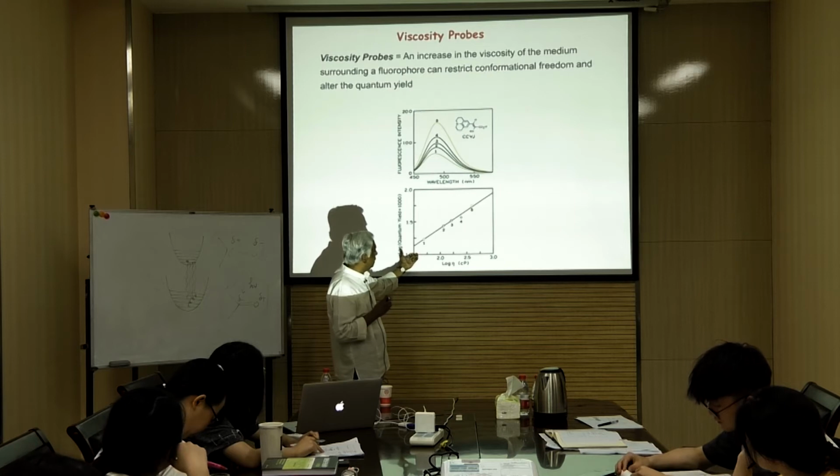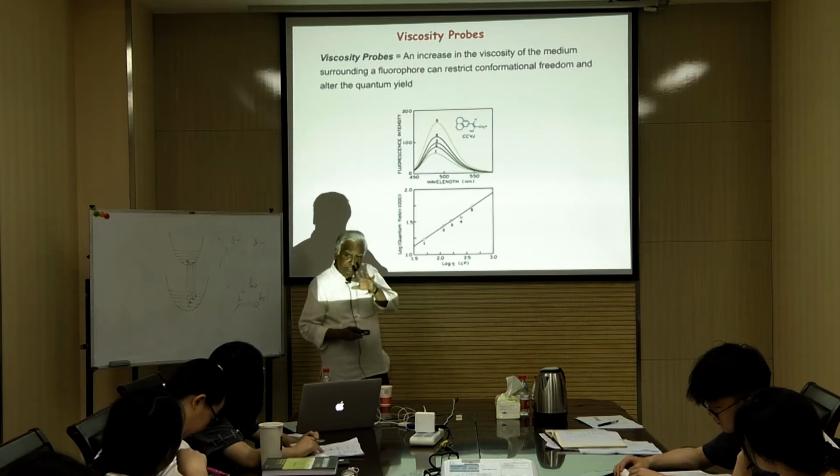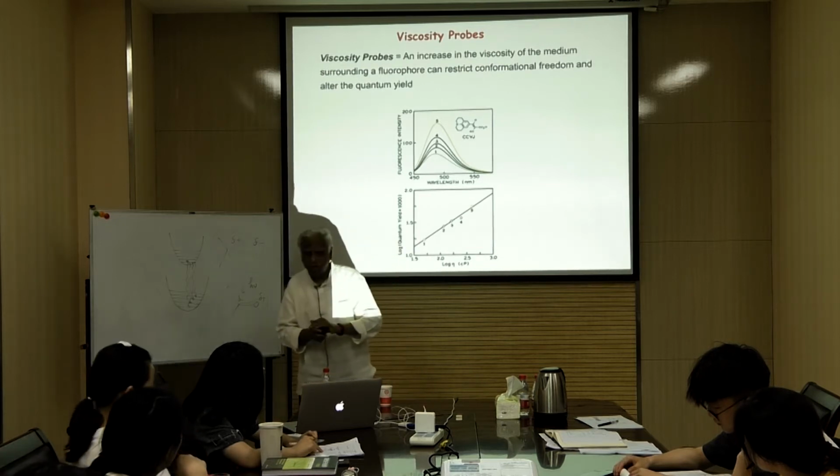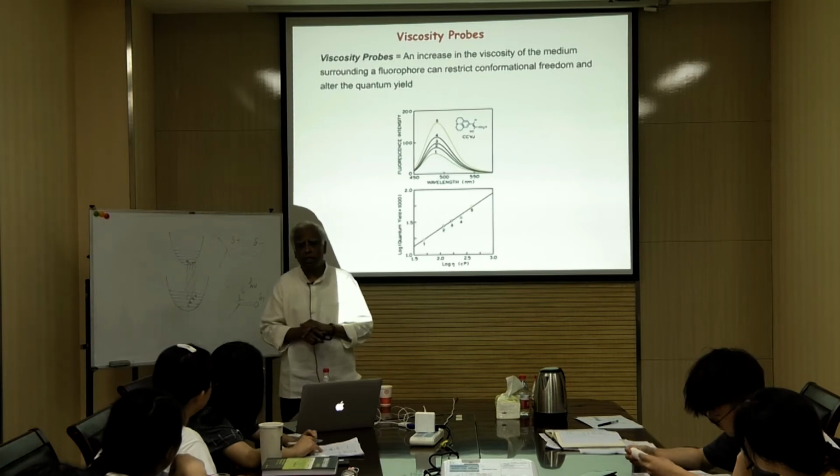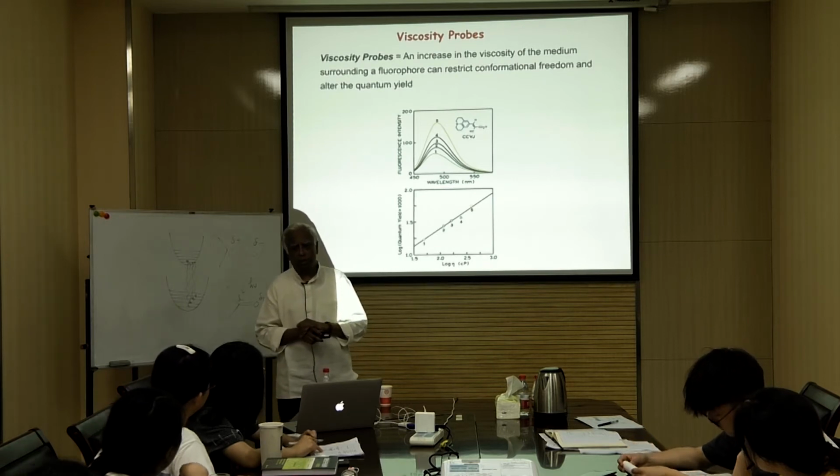When the viscosity is like water, the intensity is less. But the emission maximum does not change; how much light comes out changes. Tell me why the emission intensity depends upon the viscosity for this compound. It's not that difficult.